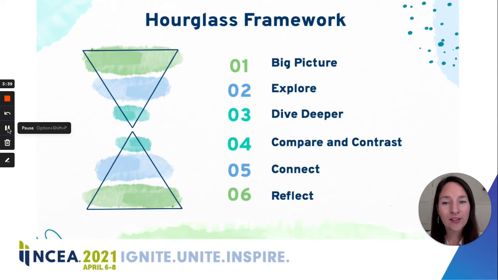All right, so when creating this project, I used the hourglass framework, starting with a big wide lens, bringing it all the way down and looking at a few countries and ourselves, and then bringing it back out to how are we going to walk through the world differently after this project. So to go through each step, big picture is where we ask those big questions. What is education? What does it mean? How does it look in different areas?